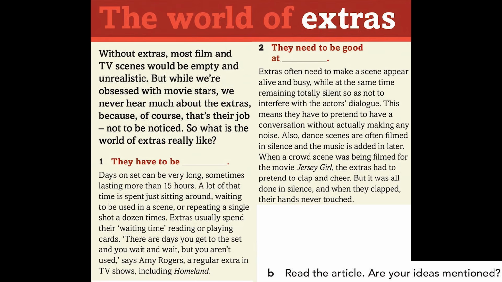2. They need to be good at. Extras often need to make a scene appear alive and busy, while at the same time remaining totally silent, so as not to interfere with the actor's dialogue. This means they have to pretend to have a conversation without actually making any noise. Also, dance scenes are often filmed in silence, and the music is added in later. When a crowd scene was being filmed for the movie Jersey Girl, the extras had to pretend to clap and cheer, but it was all done in silence, and when they clapped, their hands never touched.